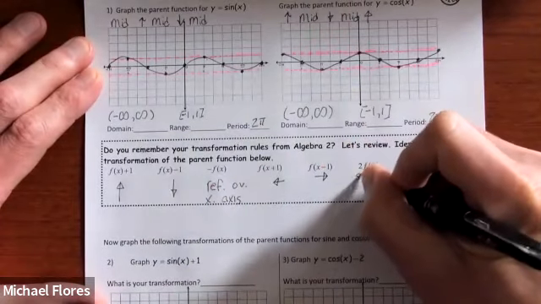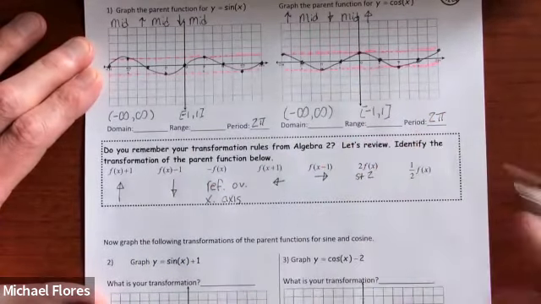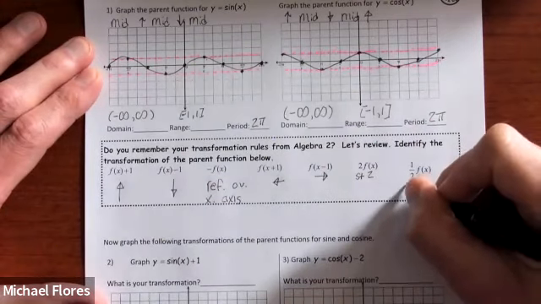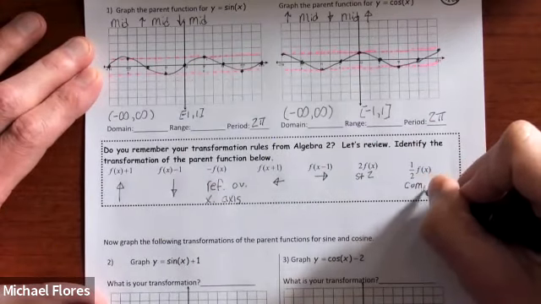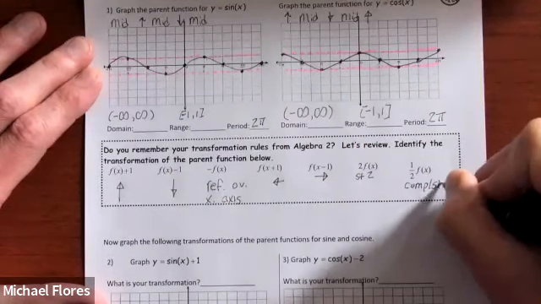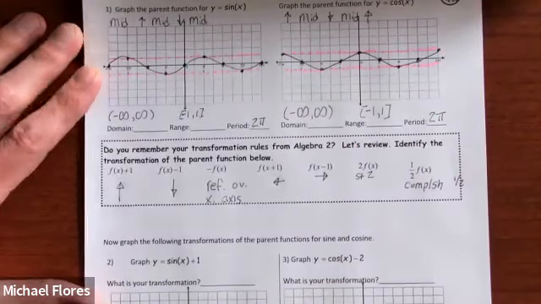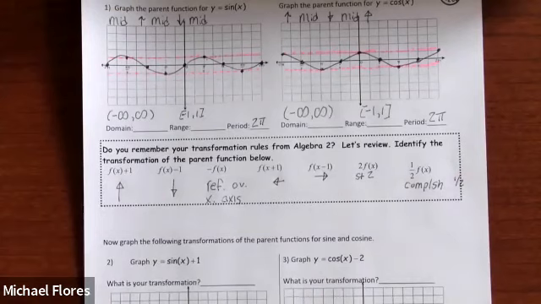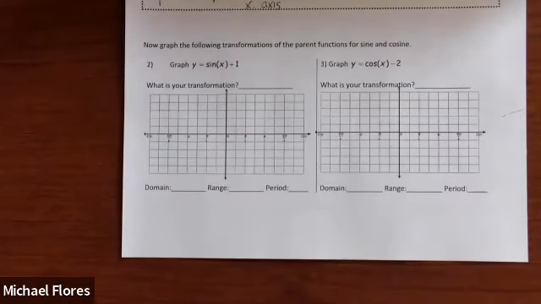Here we have a stretch of 2. Right here we have a compression or a shrink of 1/2. It means the same thing, but I don't really know what terminology they're going to use at times. Okay, now we're going to graph something that has a transformation.